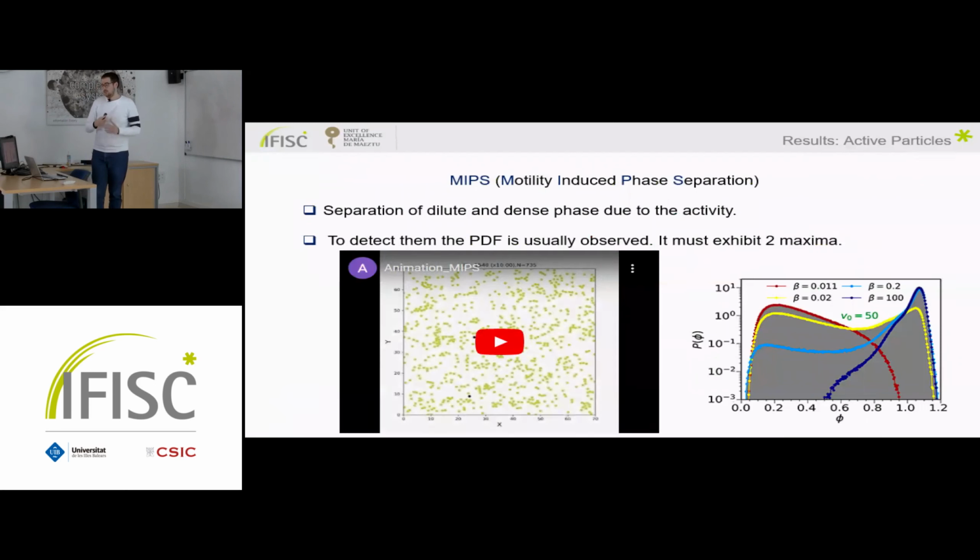Okay, and the other thing that we obtain is MIPS. MIPS means motility-induced phase separation. What does phase separation mean? That we have two phases, one phase that is more dilute and another phase that is more dense. You can see it clearly in this movie.